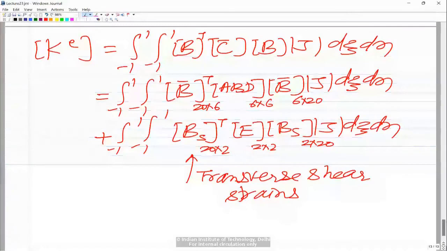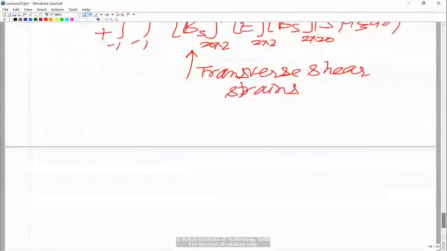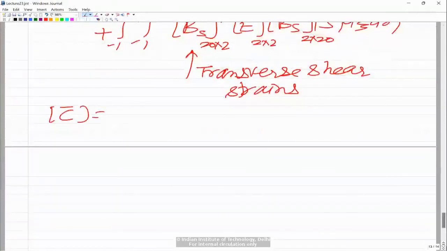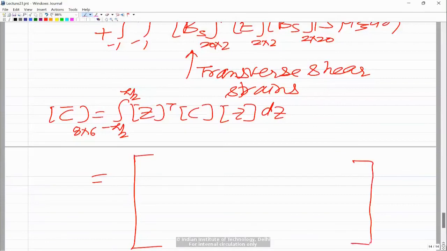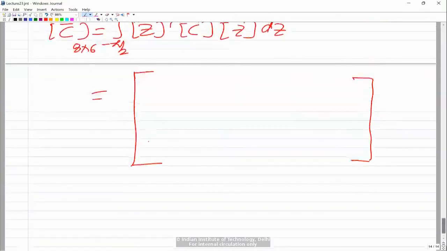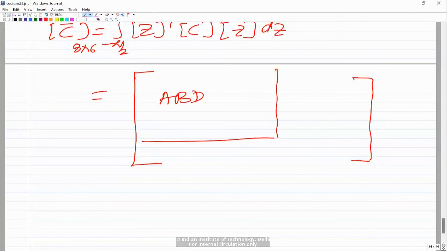Now, if you look at the C bar matrix, if you remember, we have defined it as integration from minus h by 2 to plus h by 2, of the Z matrix we had formulated, into C into Z dz. So this is an 8 by 8 matrix, which would have 8 rows and 8 columns. Out of that, the first 6 rows and columns you are calling ABD. I'm just using a notation. There is a reason, of course, for using this notation ABD.